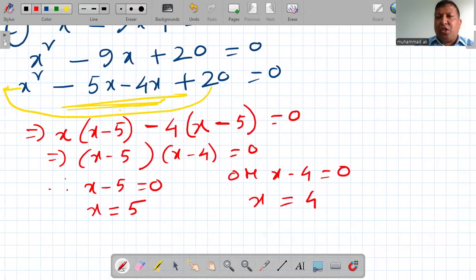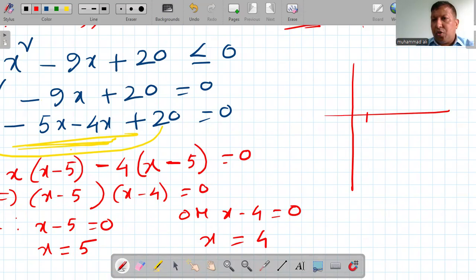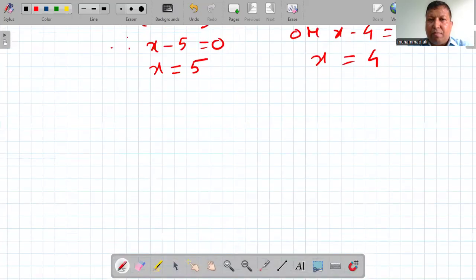So if we sketch this curve, the curve passes through 4 and 5. Definitely the curve is U-shaped. What do we want? We want where the curve is less than or equal to 0. That means this part. So we can write, when x is greater than or equal to 4 or less than or equal to 5, the curve is less than 0. So this is the answer. Now C number is completed.